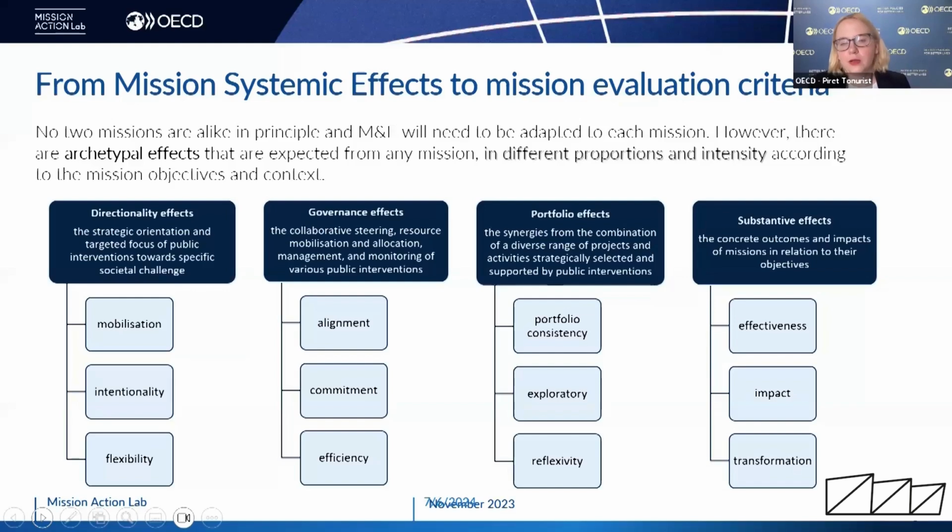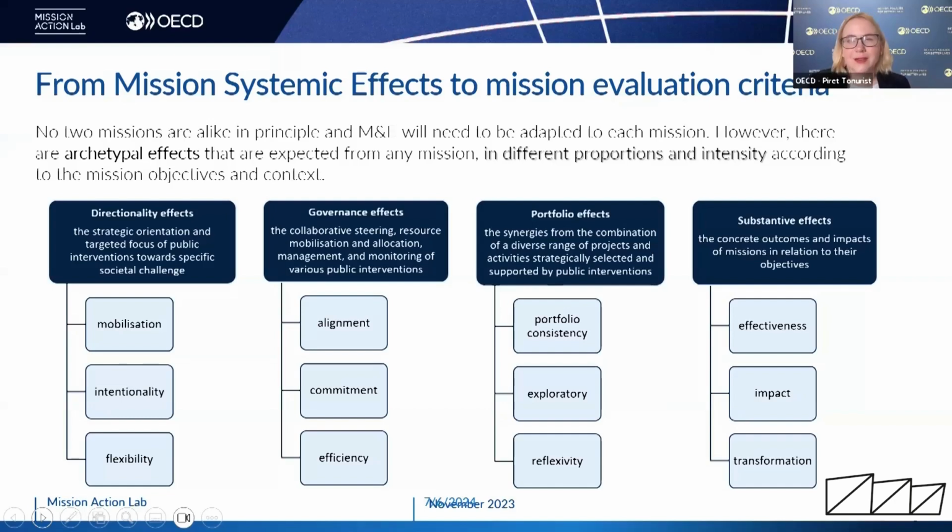So we look at directionality effects in terms of evaluation. How good missions are in mobilizing different resources behind them, how good they are in describing the intention that they have, and how flexible they are, which is kind of a contradiction, but you have to have a little bit of flexibility in case the interest of industry changes, and how flexible you are to make changes connected to that.